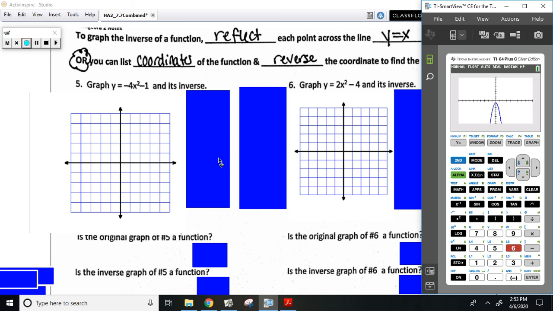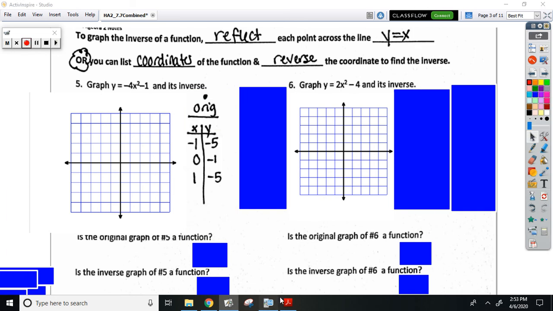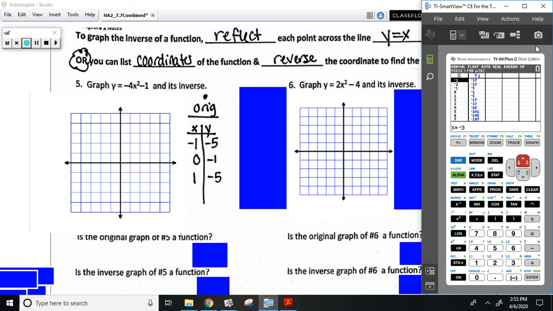Now to be able to put this on our paper, I think we want to use a table of values. So remember, to get the table, we press second graph. Now I'm going to go ahead and list the coordinates that I think will fit on my graph. It looks like negative 1, negative 5, 0, negative 1, and 1, negative 5 will fit on my graph. So go ahead and jot those down on your paper and label that as the original.